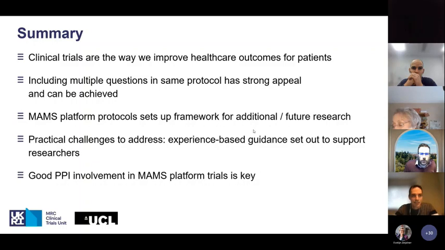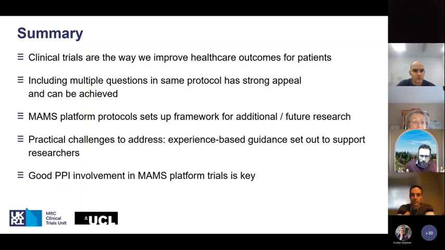So look, clinical trials are the way we improve healthcare outcomes for patients. Including multiple questions in the same protocol has strong appeal, and it's achievable. You can do this both statistically and practically. We know that those MAMS platform protocols set up a framework for additional research and future research. We have to do that in a sensible way. But there are these practical challenges to address, and experience-based guidance to set that out we think is really helpful.